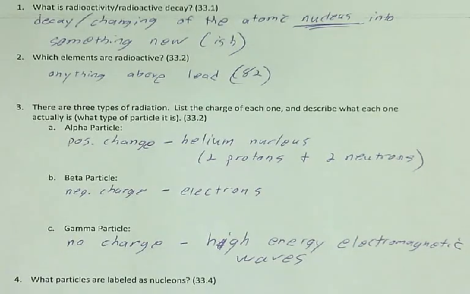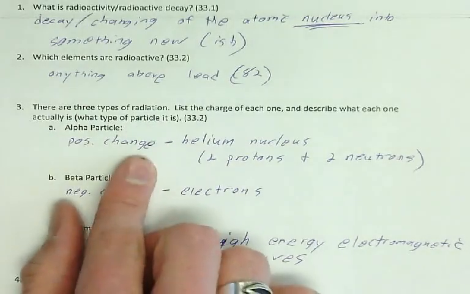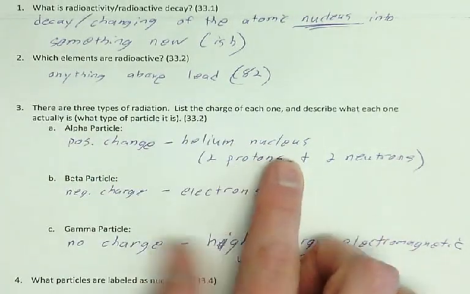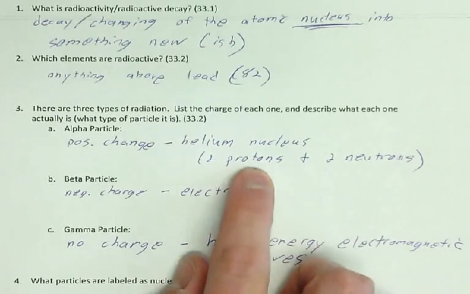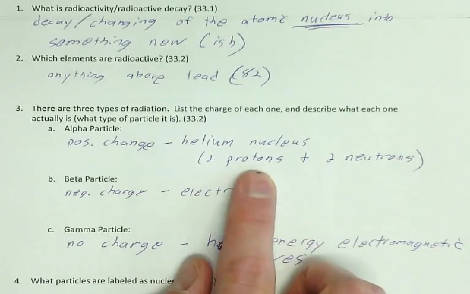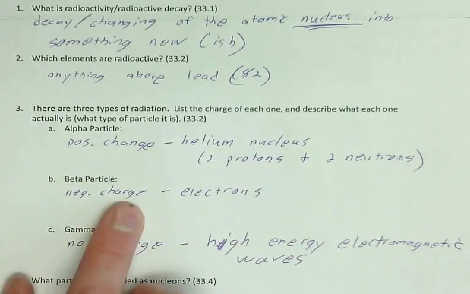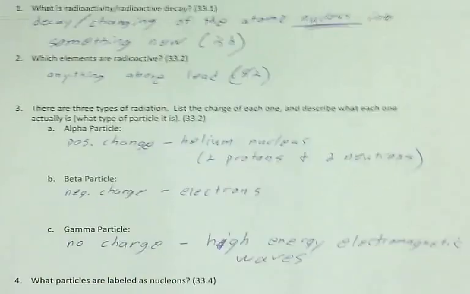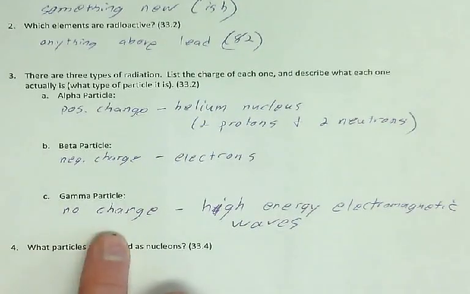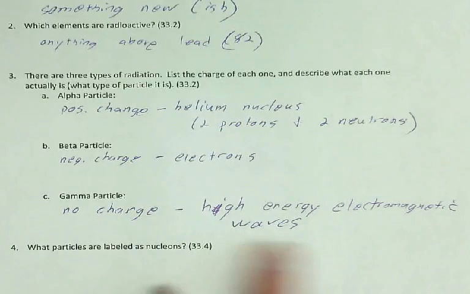All right, so alpha decay, positively charged. It's a helium nucleus. The reason it's positively charged is because it's got 2 protons but no electrons. Beta decay is negatively charged because it's just an electron. And gamma particles have no charge because they aren't particles, they're waves. Okay, they're high energy waves.